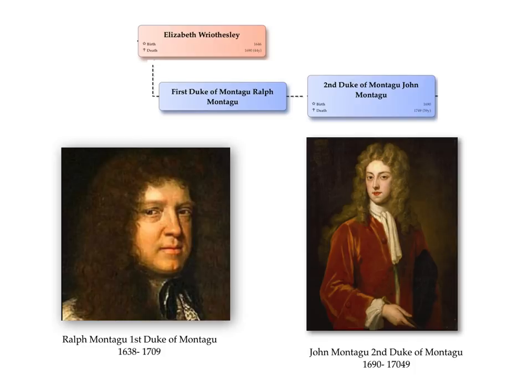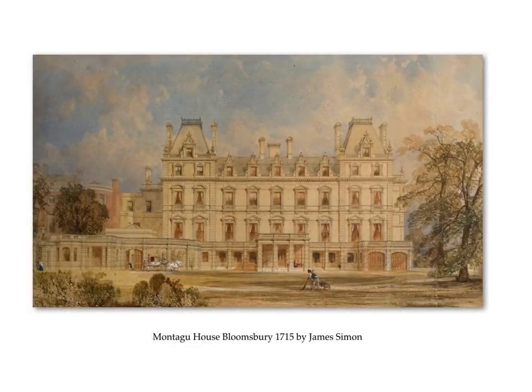Then she married Ralph Montague, 1st Duke of Montague, producing in turn John, the 2nd Duke. Now, the Montagues weren't short of money. This is their house in Bloomsbury. You know it better as the British Museum.